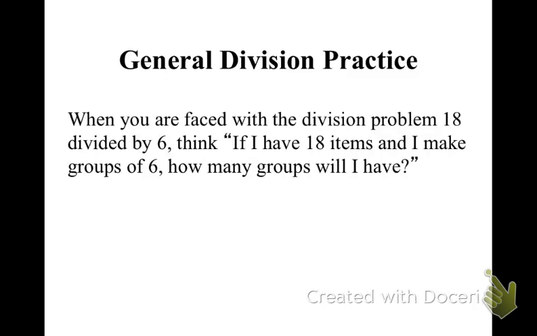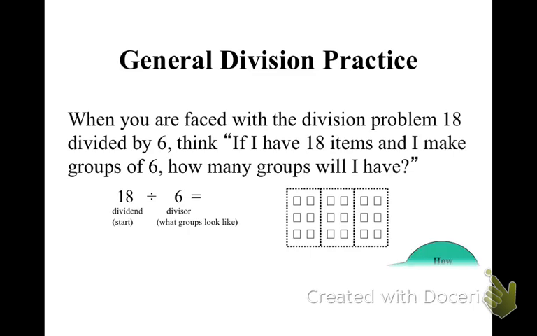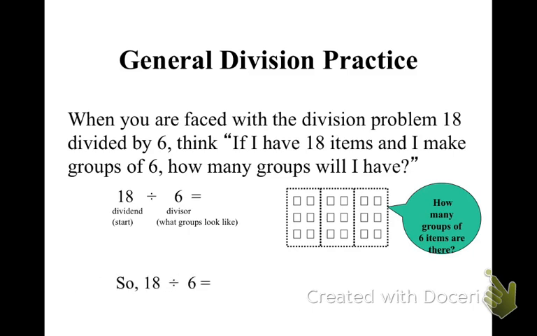When you're faced with a division problem, like 18 divided by 6, you think, if I have 18 items and I make groups of 6, how many groups will I have? Okay, we have our dividend, which is our starting point, our divisor, which is how big the groups are, and then we get our solution. How many groups of 6 items are there? There are 3. And we're used to, in division, when we divide, we make things smaller. So conceptually, understanding what happens with fractions is a little different.